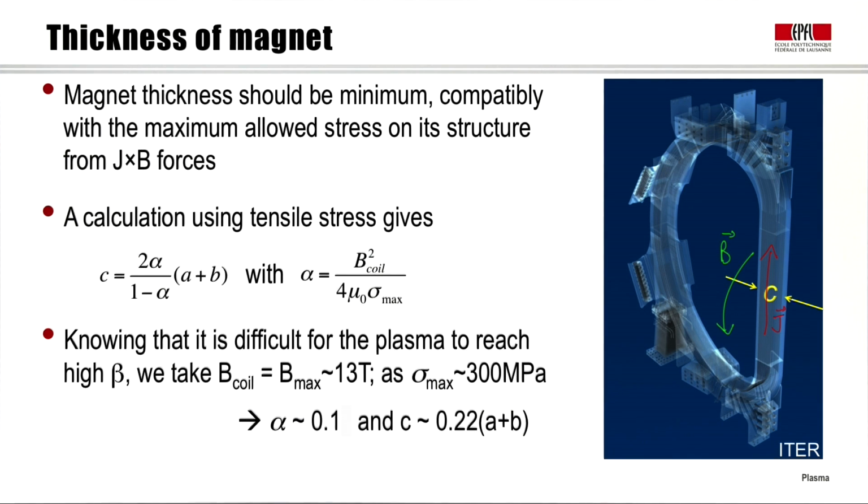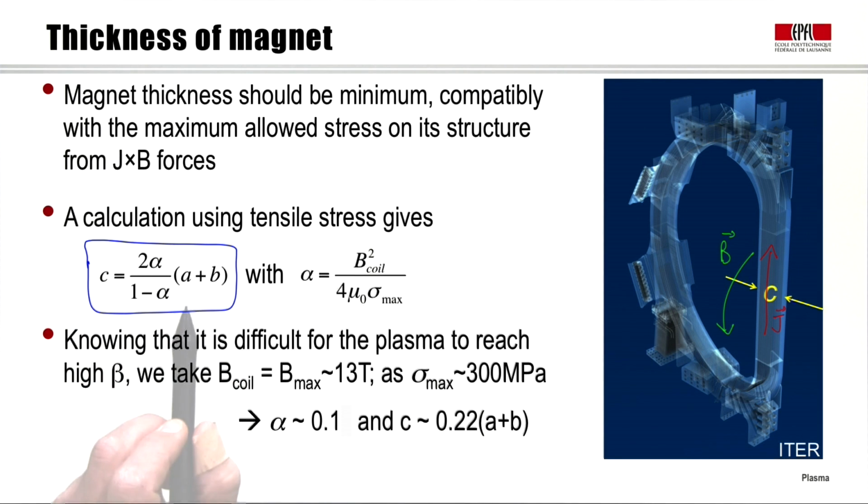If we do a simple calculation, which we don't report here, using only the tensile part of the stress, we obtain a value of C, indicated here, related to a parameter alpha, and related to A and B, so related to the other two geometrical parameters we discussed already. The parameter alpha contains essentially the intensity of the field at the coil squared divided by the maximum stress that we can tolerate for the integrity of the coil itself.